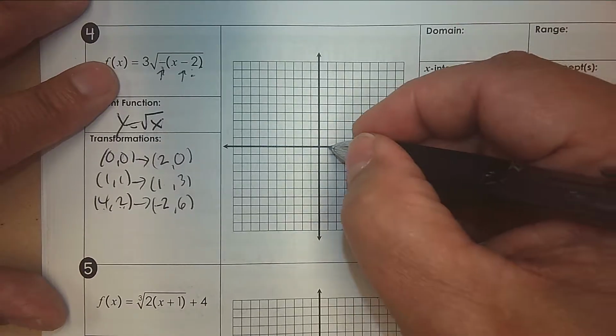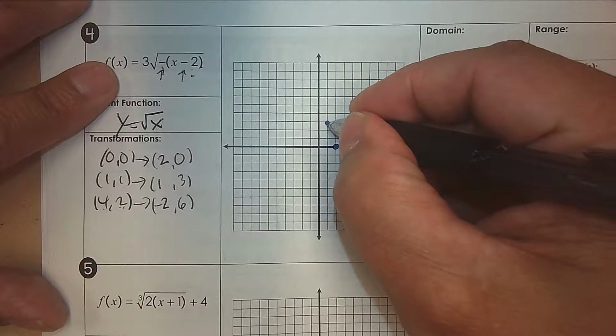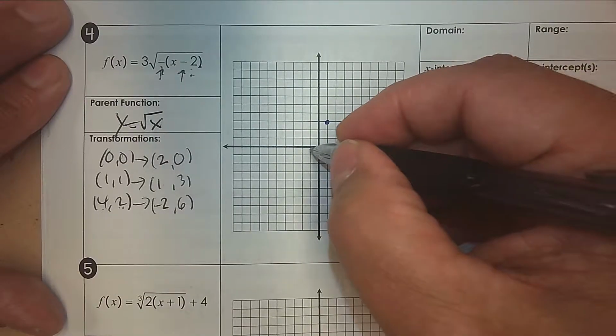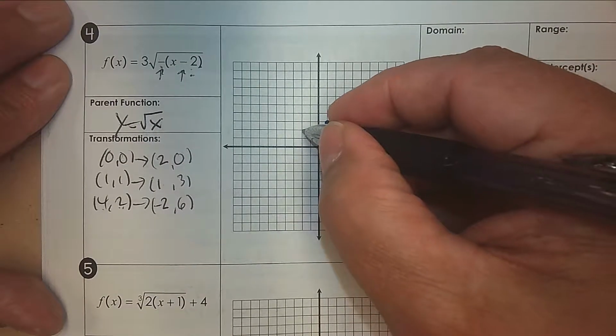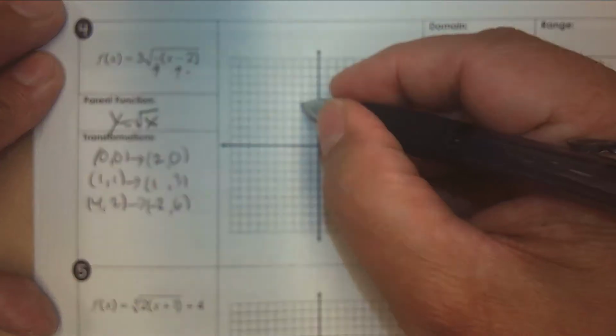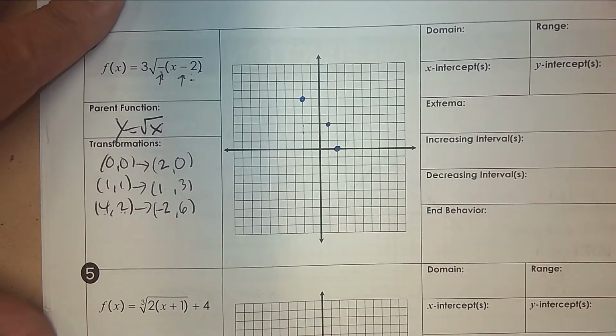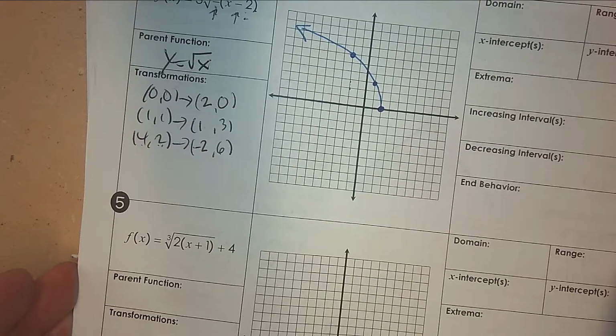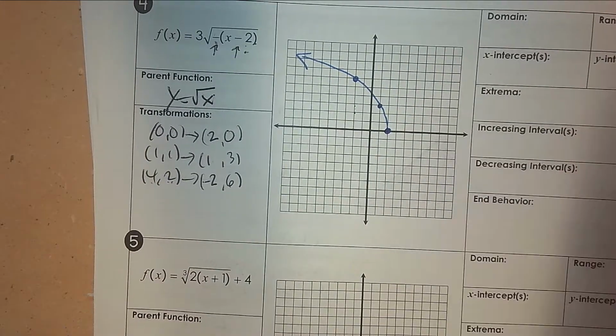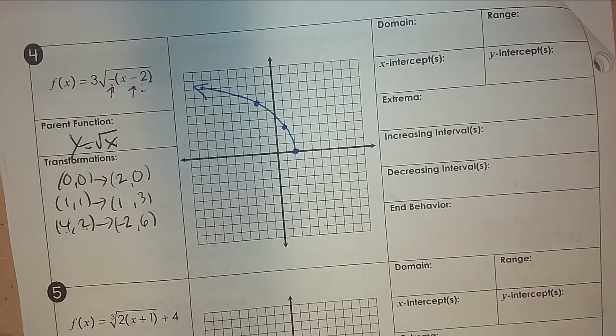1, 3, and -2 and 6. So I'm just going to turn my page a little so I can curve it the right way. Think of it like a parabola on its side. So think of a sideways parabola or a shooting star going up to the left. There's the graph of that square root.